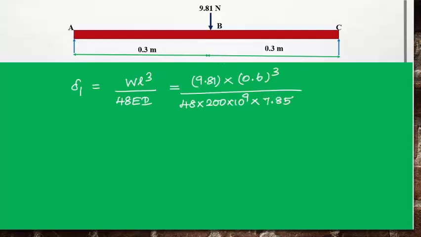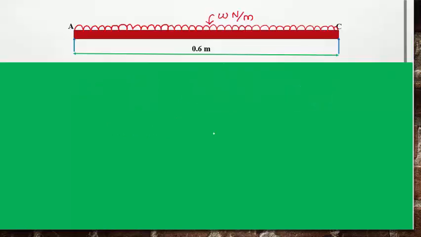7.854 into 10 power minus 9. Okay. So we can get the value of del 1 as 2.8104 into 10 power minus 5 meter. Next we can calculate the deflection experienced by the shaft due to the self weight.